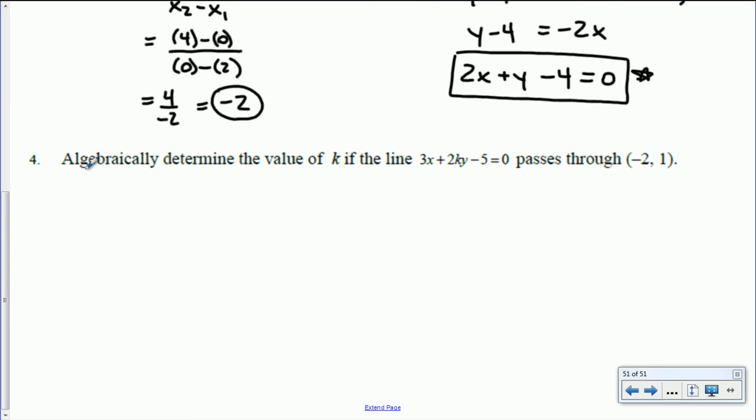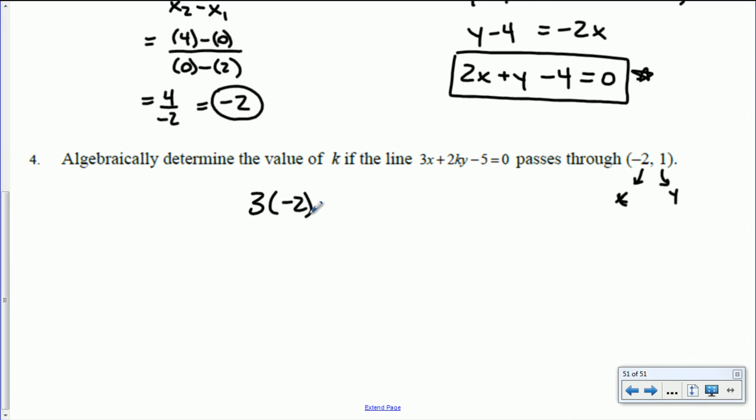Last question, number 4: algebraically determine the value of k if this line passes through negative 2, 1. So we have an x and a y value that this line passes through. So that's convenient. I can sub the x and the y value in, and that forces this line, for lack of a better word, to pass through this point. So by putting these values in for x and y, that ensures that k adapts to whatever value it needs to be to make that happen.